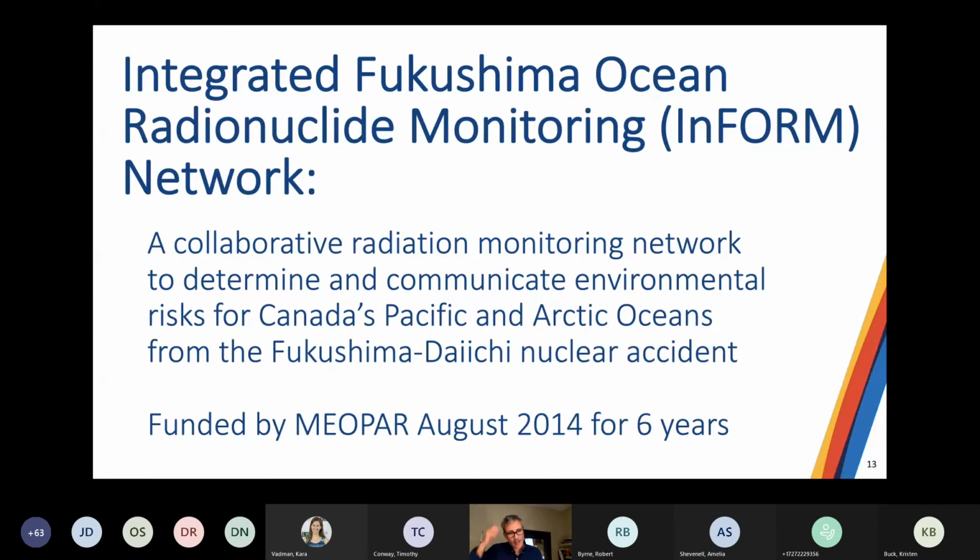So that motivated me to get a group of scientists together to write a proposal for the Integrated Fukushima Ocean Radionuclide Monitoring, or InFORM, network. This was a collaborative effort between academics, federal scientists working in the federal laboratories, non-governmental organizations, and citizen science volunteers to conduct this health assessment of what this disaster meant for the North Pacific and for the Arctic Ocean here in Canada. And we were funded in 2014 for a period of 6 years.